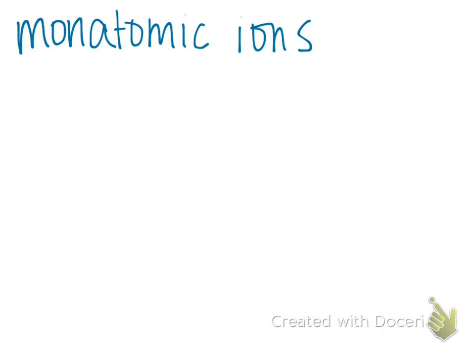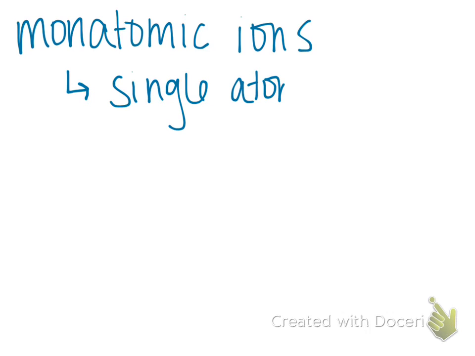ions. And what do you think the word monatomic means? Good. So these are single atom ions. Okay? And so if I wanted to name oxygen with a -2 charge, right, that's an anion, and it's only a single oxygen atom. So this would be considered a monatomic ion.